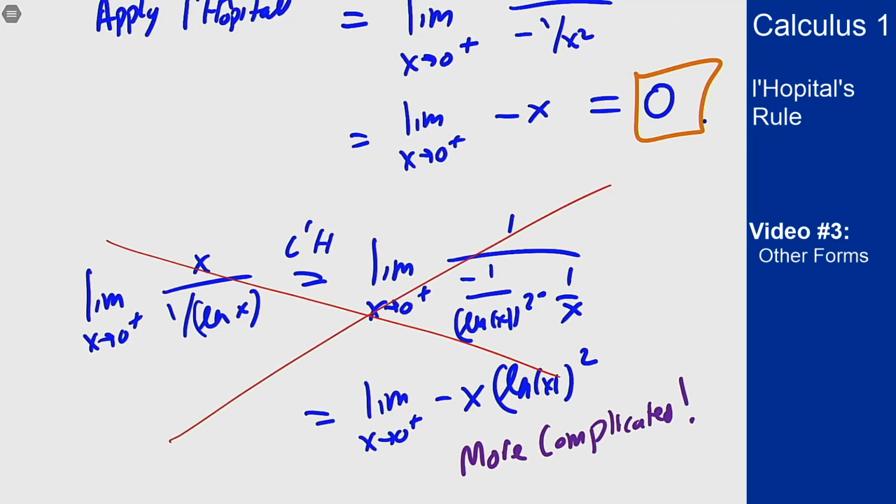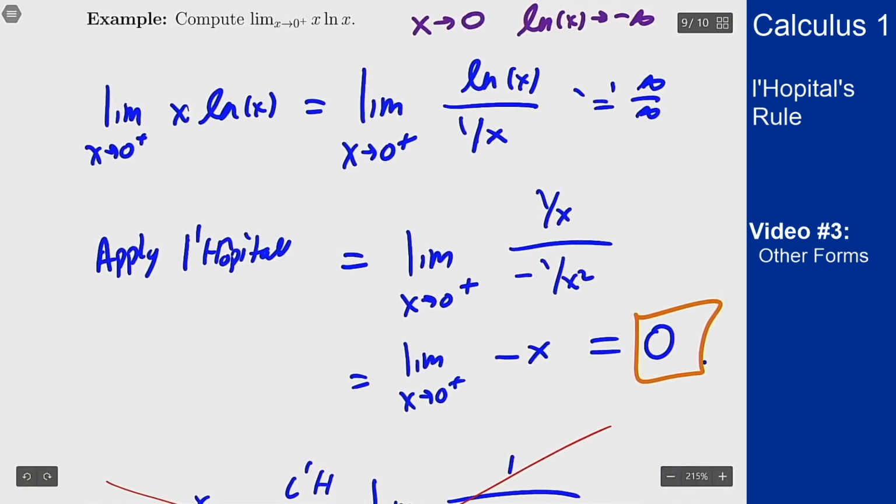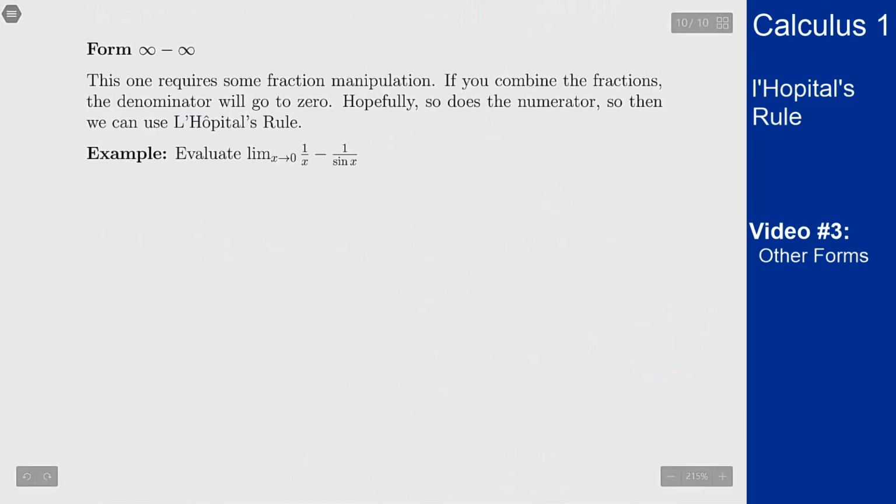If you do it with the simpler part in the bottom, then you're in a decent spot because then your derivative becomes easier to find, it becomes a simpler expression to solve, and then you can work things out from there. Our other form is that of infinity minus infinity.